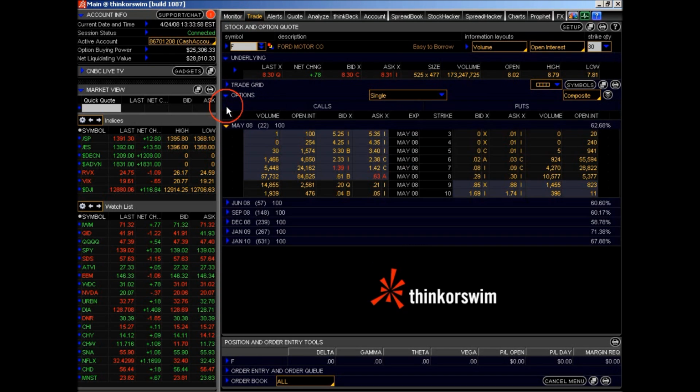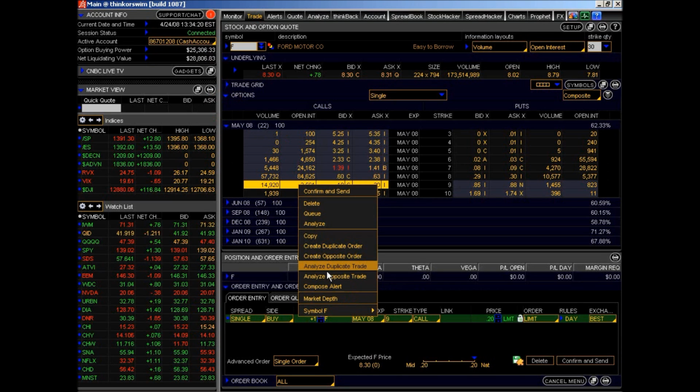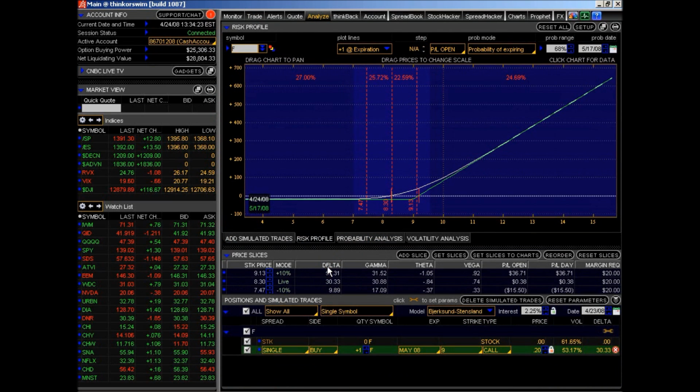On the May 2008 option, the strike price at $9 is selling for 18 cents, and you can buy it for 19 cents. If we were to purchase that option and analyze that position, we would see that right here under price slices, the current position of that option is a positive 30 delta, which means for every point or every dollar that stock goes up, we would make $30, which is good.